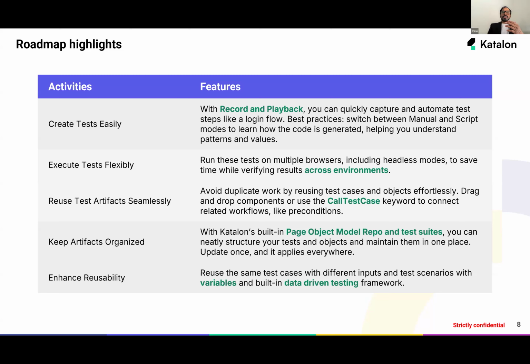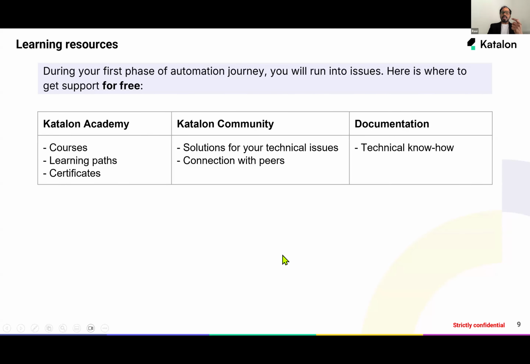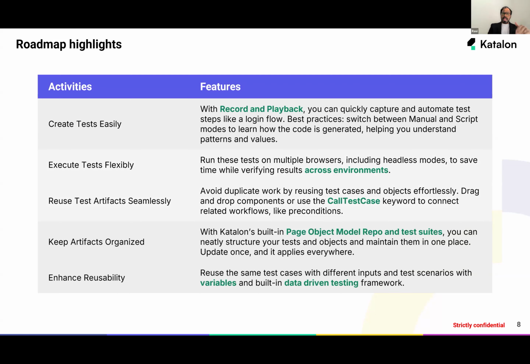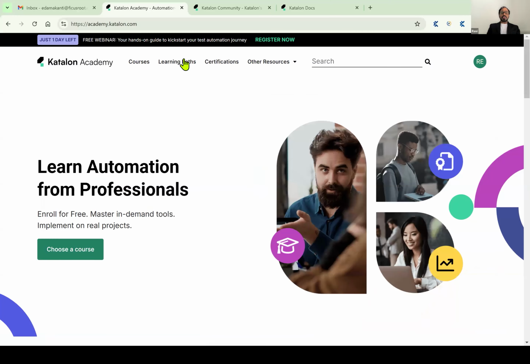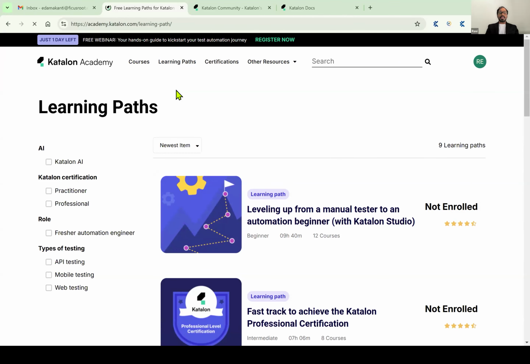Also there are a lot of other resources that we have in Katalon Studio. So there are learning resources. If you have any queries when you practice all these activities that I have explained or given you the demo of, you can refer to these learning resources. First one is the Katalon Academy, right? Where you can go to your learning paths. Under these learning paths, you can find the recorded videos based on the learning path.